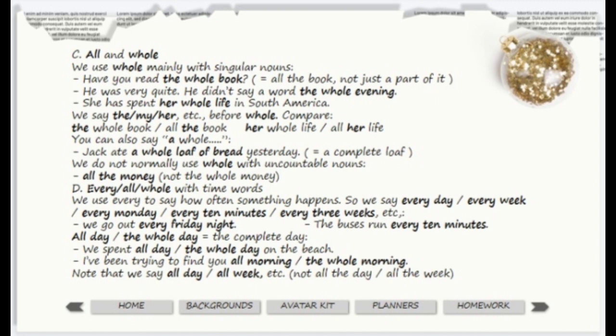The, every, or all, whole with time words. We use every to say how often something happens. So we say every day, every week, every Monday, every 10 minutes, every 3 weeks, and etc. For example, we go out every Friday. All day, the whole day, means the complete day. For example, we spend all day or the whole day on the beach. Note that we say all day or all week and etc., not all the day or all the week.